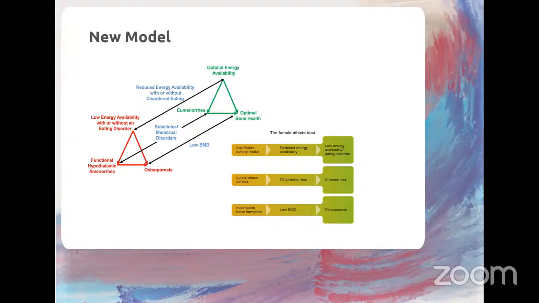It starts with insufficient dietary intake, because of which the energy available in the body is low, and that will eventually lead to low energy availability or an eating disorder, which we will cover in more detail later in the slides. Then there is menstrual dysfunction. It starts with luteal phase defects, then oligoamenorrhea, and then amenorrhea. And the last is incomplete bone formation. That could be because of various reasons: lack of nutrition, lack of energy, the technique of exercising, or too much exercise. All these things can eventually lead to low bone mineral density, and then the last stage is osteoporosis.